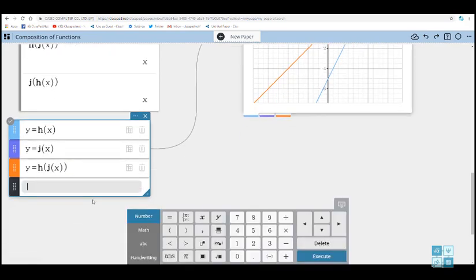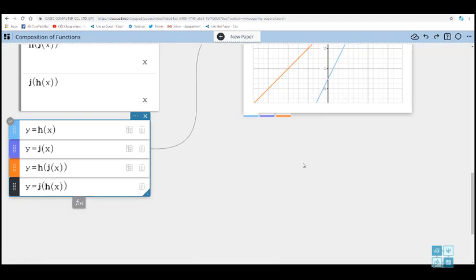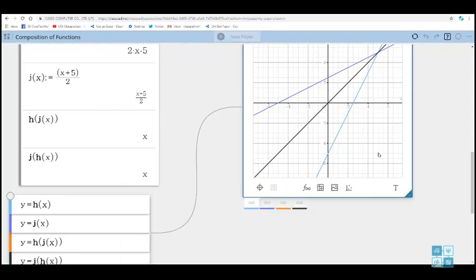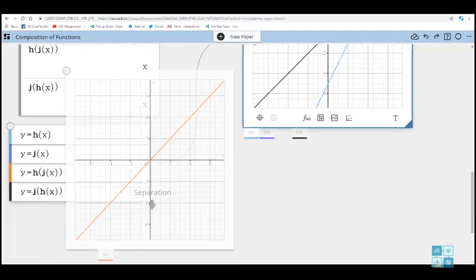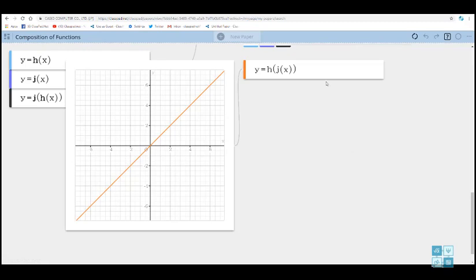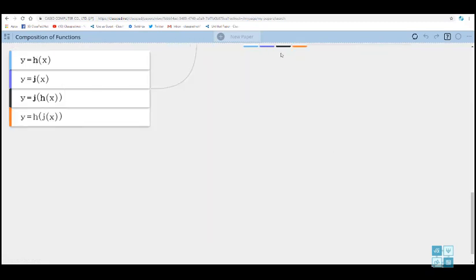So let's do the reverse just to kind of verify this. So j of h of x. And notice it's right on top. I now only see one, but I do have 4 graphs here, and this is where it's really nice that you can then separate out. Let's separate out the two composition functions. So here's one of them, and let's pull out the other one.